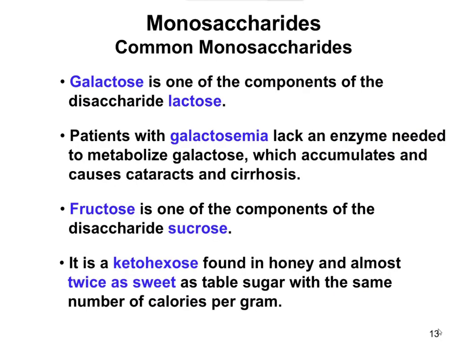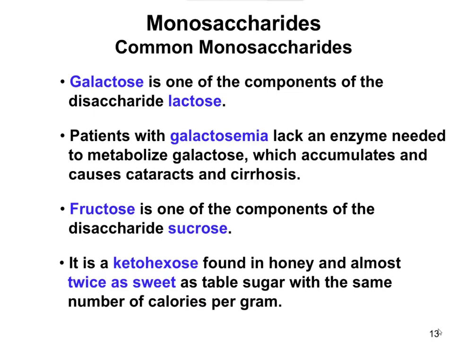Another common monosaccharide is going to be galactose. Galactose is one of the components of lactose, which is a disaccharide. And we'll talk about disaccharides in the next video. But disaccharides have two monosaccharides linked together. In lactose, you have a galactose and a glucose linked together.